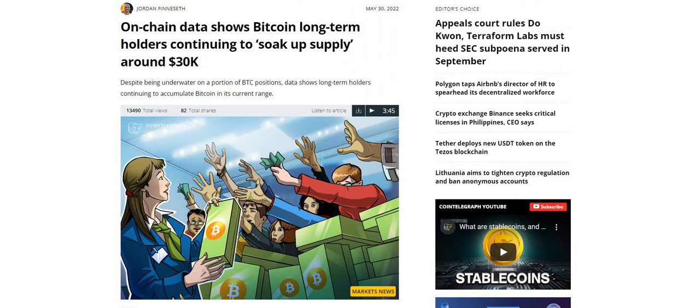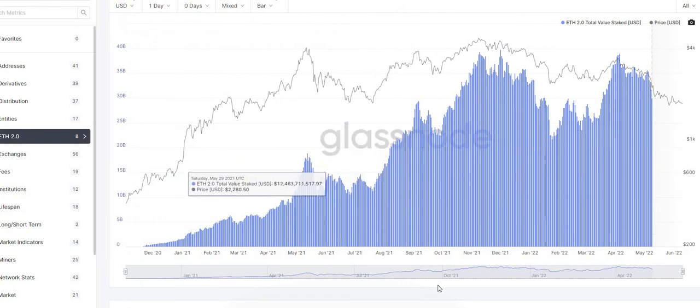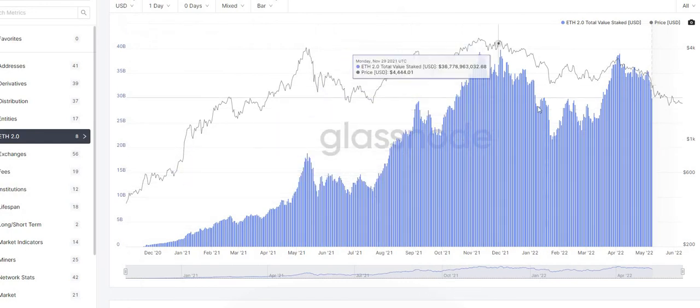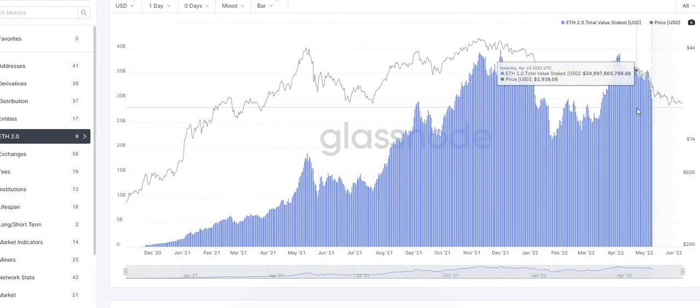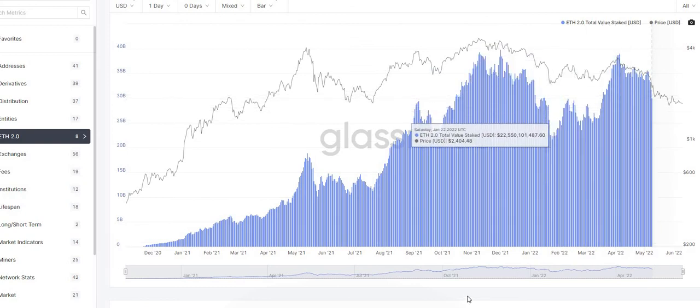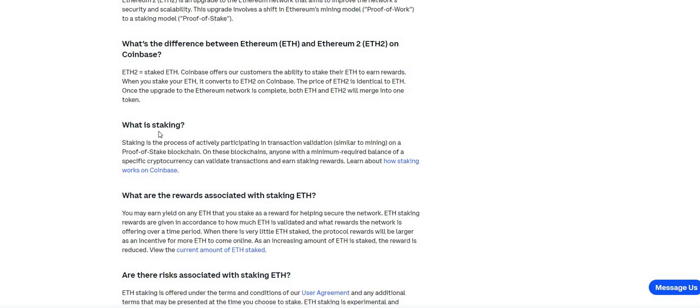Another one I wanted to show you quickly is ETH staking. So this is a chart on Glassnode showing the increase in ETH staking. So the blue volume here is users that are staking their ETH, which basically just helps validate their blockchain and develop their validators, and essentially is just increasing the security and development of their overall blockchain. On their website here as well, you could ask, what is staking? Staking is the process of actively participating in transaction validation, similar to mining, on a proof of stake blockchain.